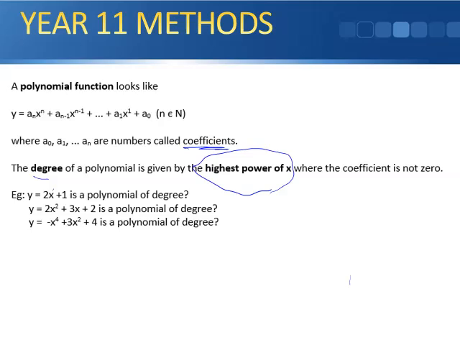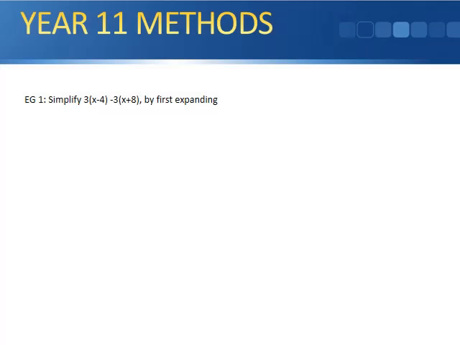The degree of a polynomial is given by the highest power. It doesn't matter where it's written, but it's the highest power. So this one here, y equals 2x plus 1, that's just a straight line, and this x is to the power of 1. Okay, so this has a degree of 1. The highest power for the x is number 2. So this is degree 2. And this one here, it doesn't matter where it is, but the highest power of the x is number 4. So this one is degree 4.